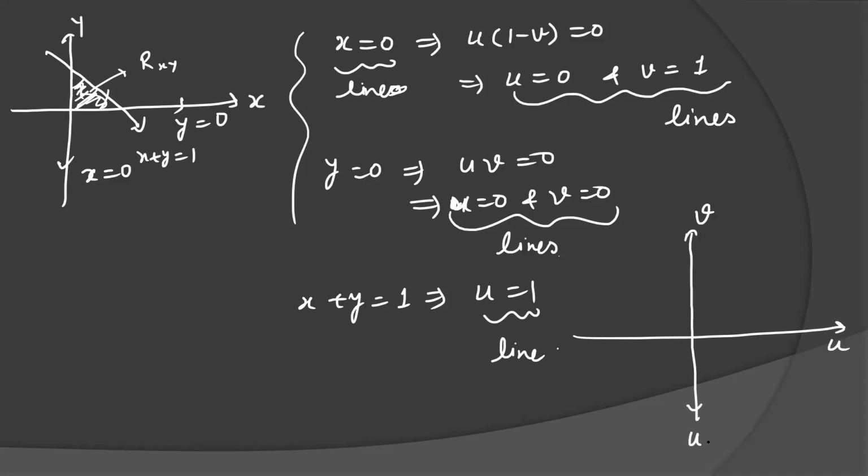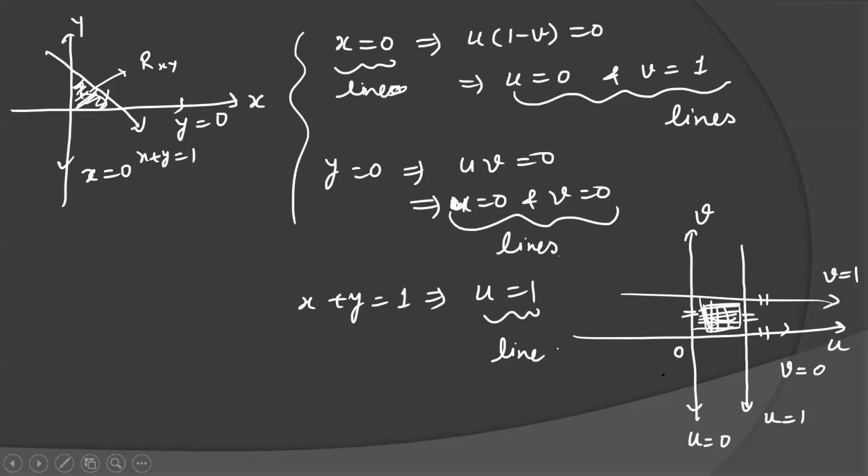u equal to 0, v equal to 0, u equal to 1, and v equal to 1. So this is the bounded region in the uv plane. Again, you can see that the region is parallel to the axes. If parallel to the axes, then the limits will be constant. You can see my lecture 28.